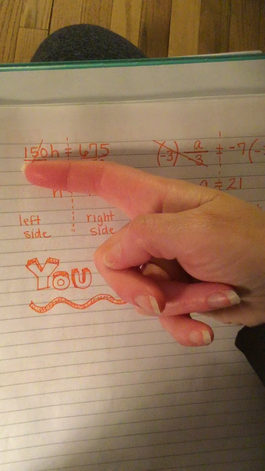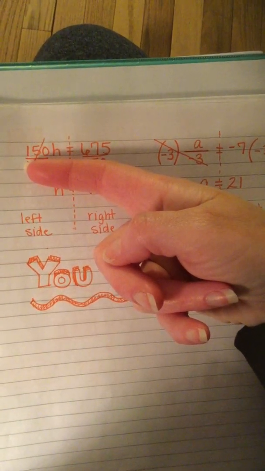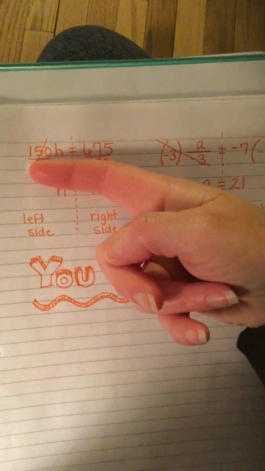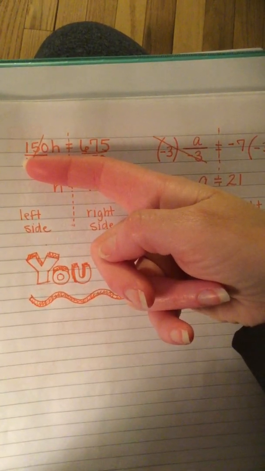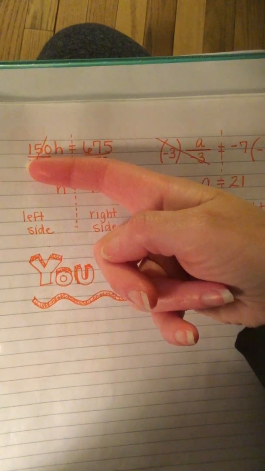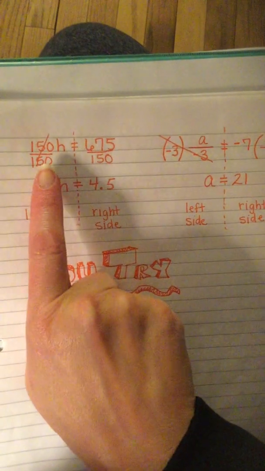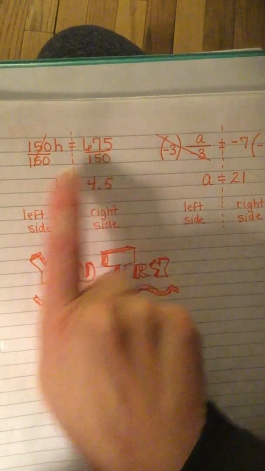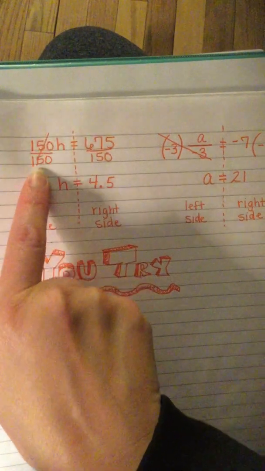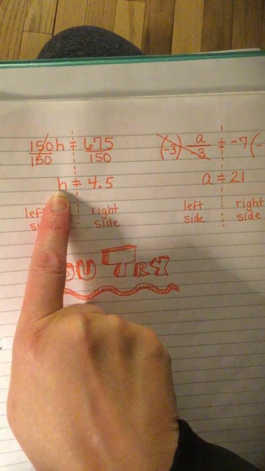So the opposite of multiplication is division. You want to do the opposite of what's currently happening, and what's currently happening is 150 times h equals 675. So I'm going to divide both sides of my equation by 150. 150 divided by 150 cancels out on this side, so I'm just left with h.